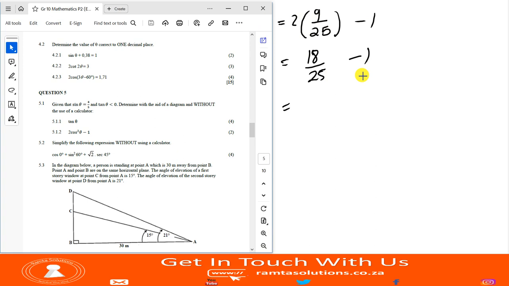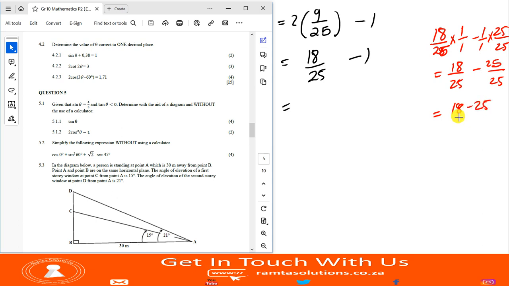I'm going to try this in a small space here. 18 over 25, multiplied by 1 over 1, minus 1 over 1 multiplied by 25 over 25. So this is 18 times 1 is 18, 25 times 1 is 25, minus 25 times 1 is 25, 25 times 1 again is 25. When denominators are the same, you subtract numerators. So we have 18 minus 25 is minus 7 over 25.